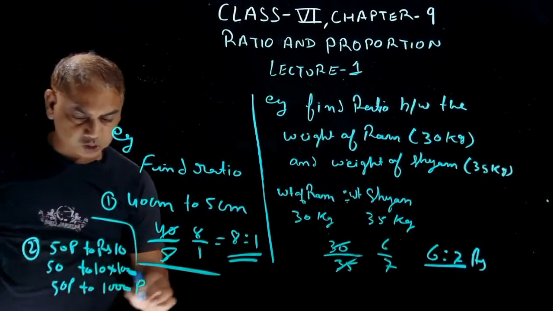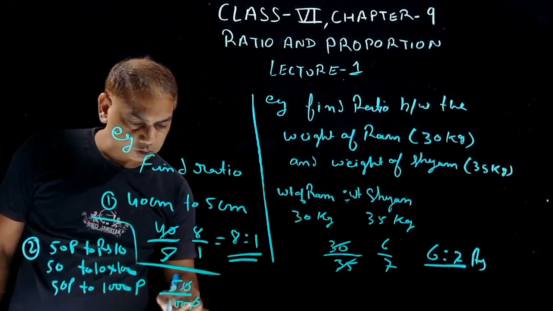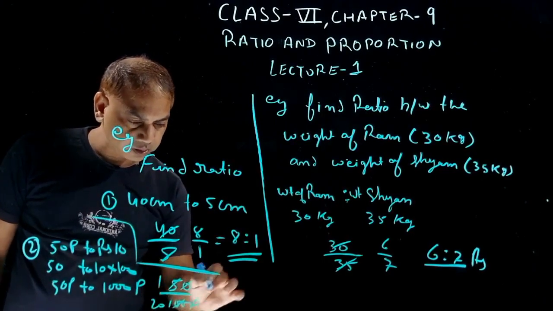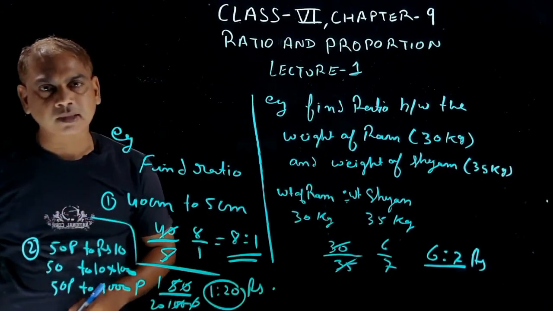Now you find out the ratio. Ratio means division. 5 1s are 5, 5 20s are 100. So 1 is to 20 is the ratio students. Okay, clear hai? Good.